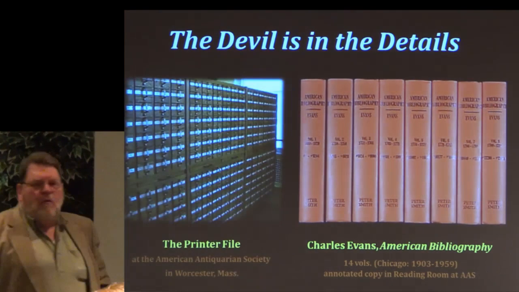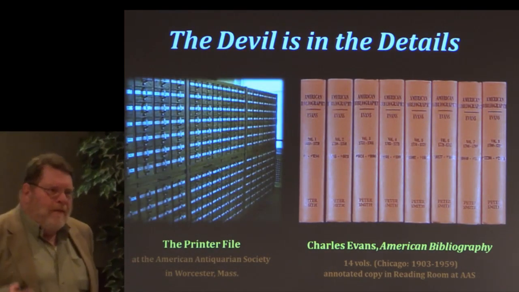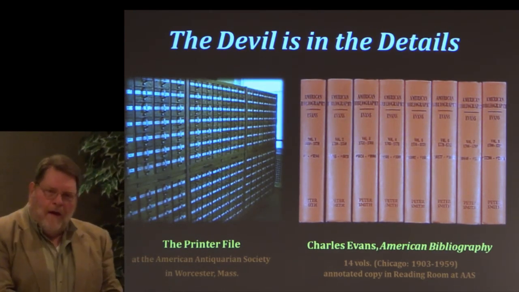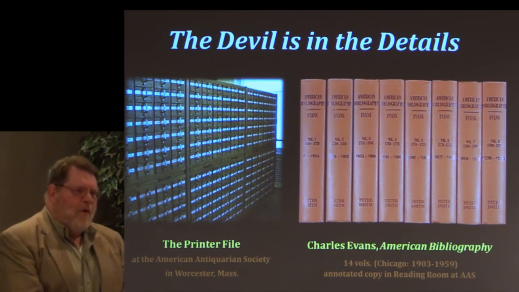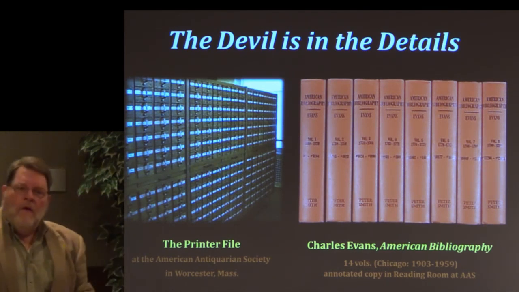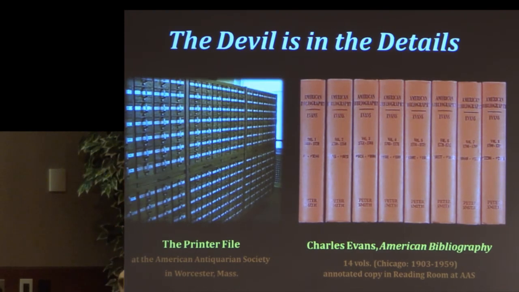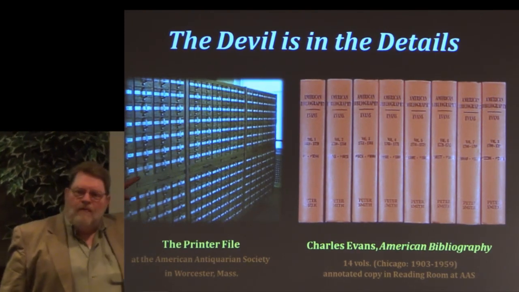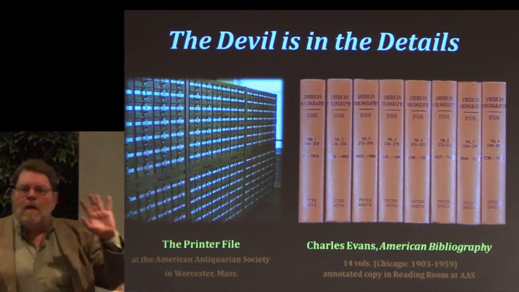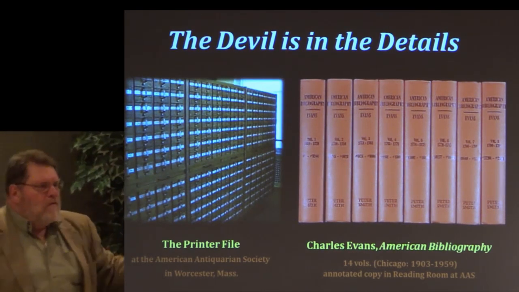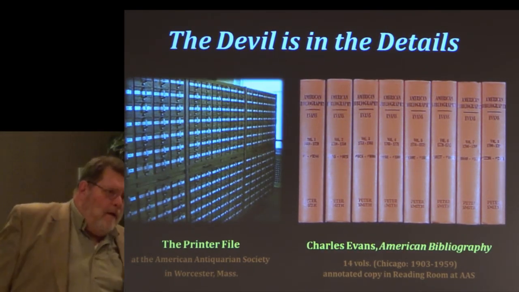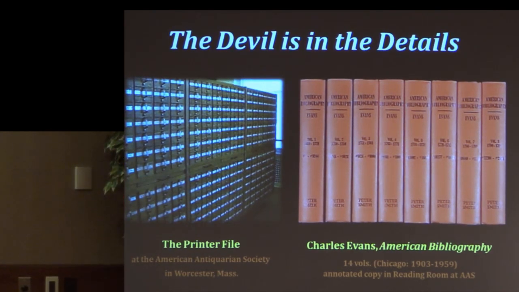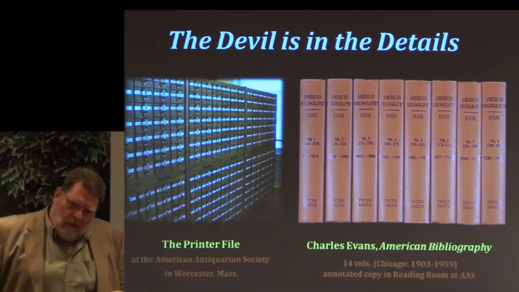Well, I moved to the Antiquarian Society. I married the Antiquarian Society. And someone very nicely, on her free time, copied the 300 or so entries in the printer file that had connections to Virginia. And I started trying to figure out connections, because what I could see, both in Evans and in the printer file and in other standard sources, was that there's an awful lot of errors. There's an awful lot of omissions. So for the last 20 years, I've been trying to fix that.